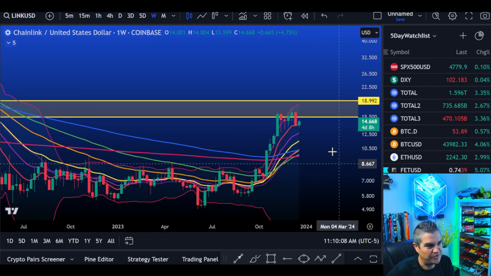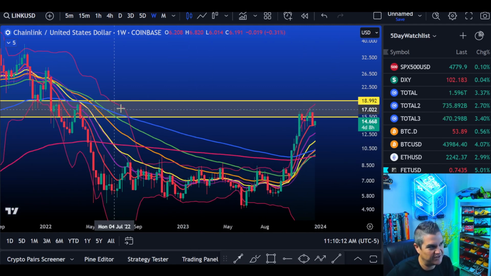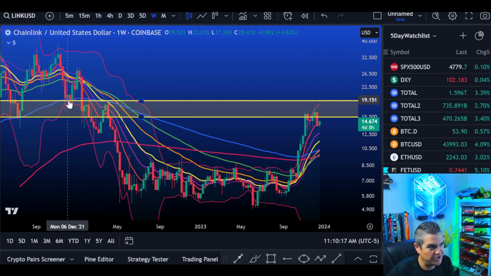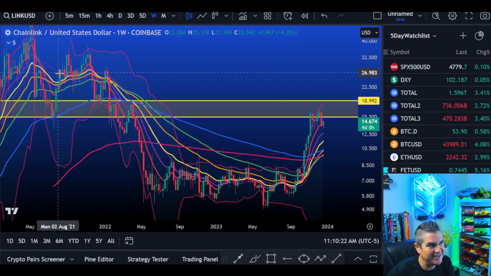Let's zoom out a little bit, and you can see this zone here. Why this zone? Well, let's go back and look. That is our bear market top, and also our previous low in our bull run. This is kind of the end of the bull run.